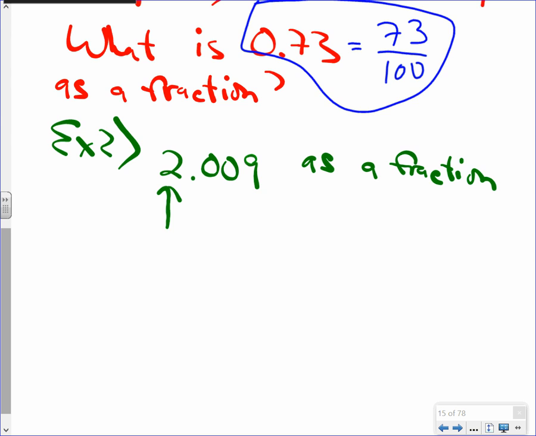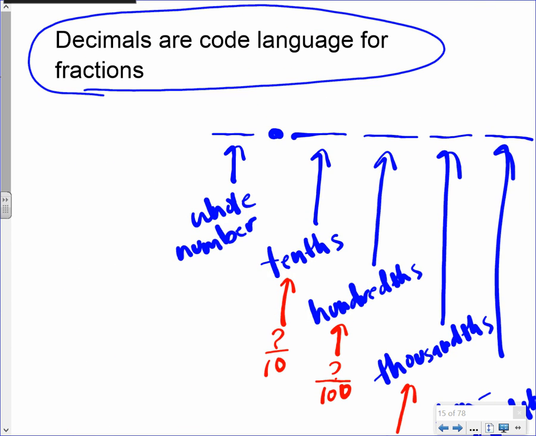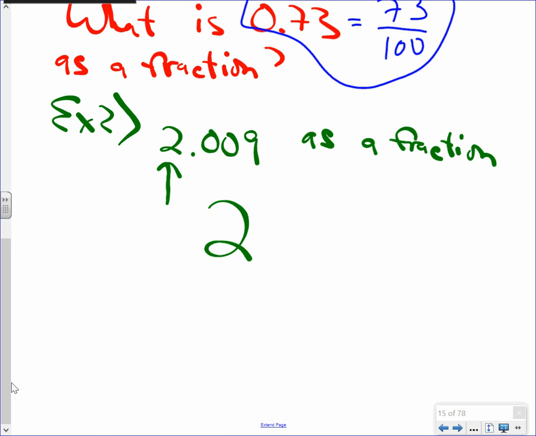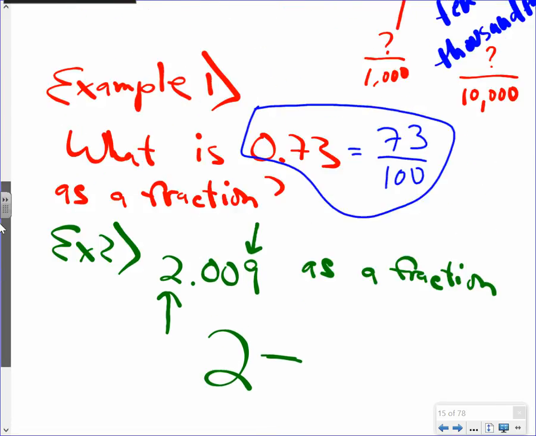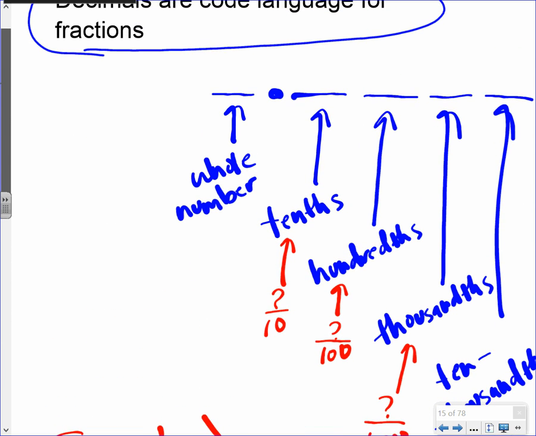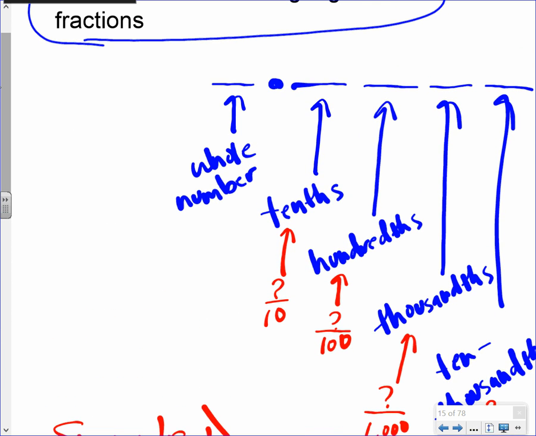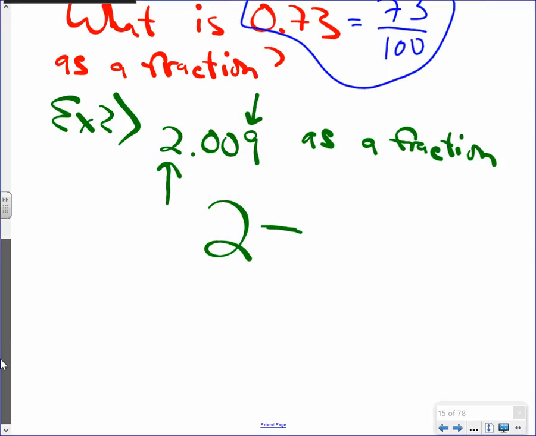What place is the 2? The 2 is in the whole numbers. So look what I'm going to do. I'll write 2, and I'm going to write a fraction next to it, because that's 2 wholes. And now the fraction next to it, I'm looking at the place that the 9 is in. Munoz, what place would the 9 be in? The thousandths. Look at the third place. So look at this. This is going to be 2 and 9 thousandths.